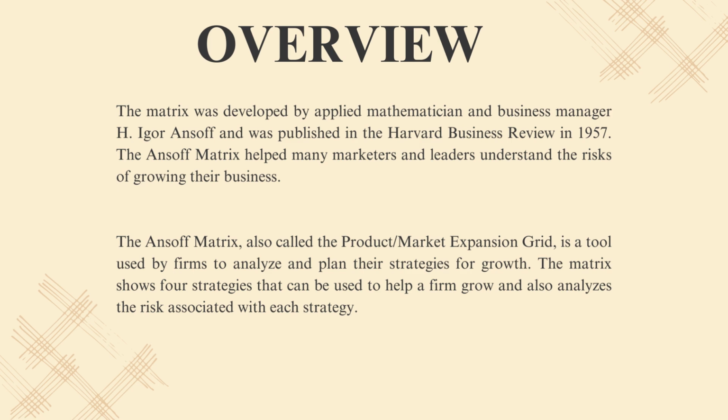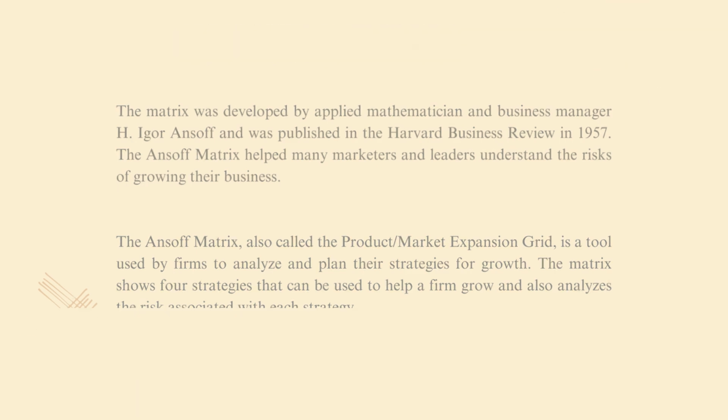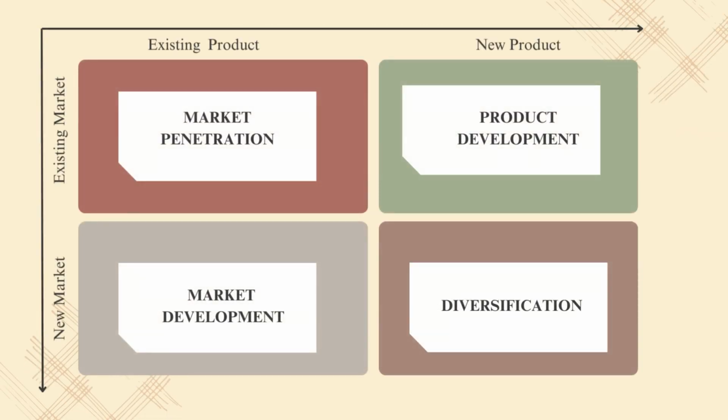The Ansoff matrix, also called the product/market expansion grid, is a tool used by firms to analyze and plan their strategies for growth. The matrix shows 4 strategies that can be used to help a firm grow and also analyzes the risk associated with each strategy. The 4 strategies are market penetration, market development, product development, and diversification.